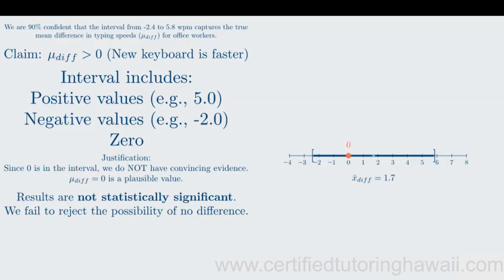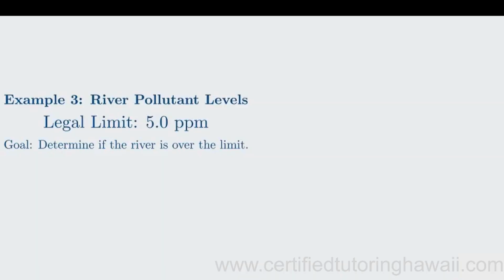This is a crucial distinction. We aren't saying the difference is 0. We are saying we don't have enough evidence to claim it isn't 0. Let's apply these concepts to a more complex real-world scenario to see how statisticians think through problems. Imagine an environmental agency is monitoring a river for a specific pollutant.